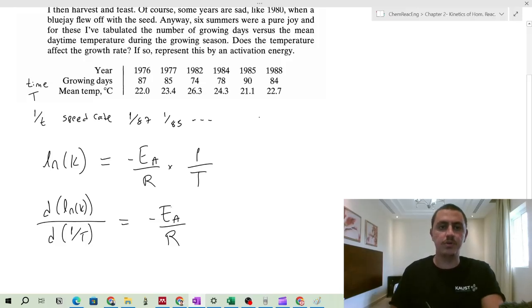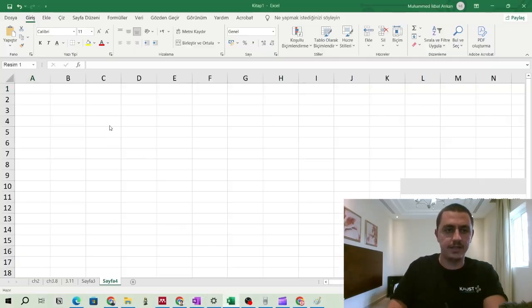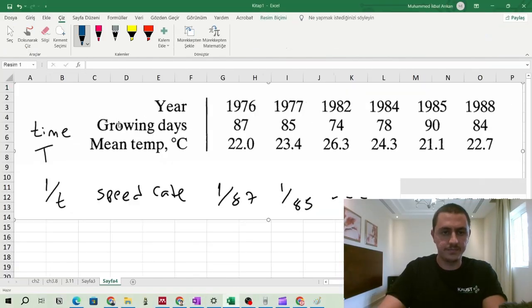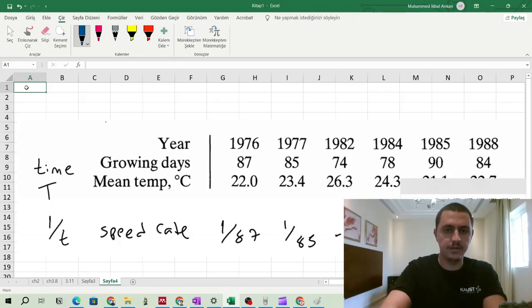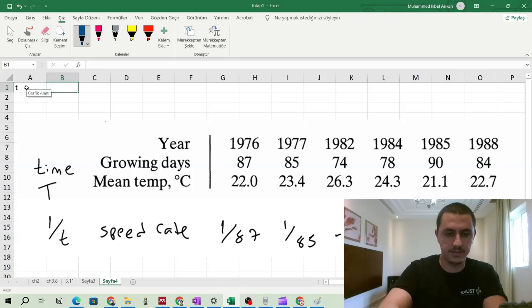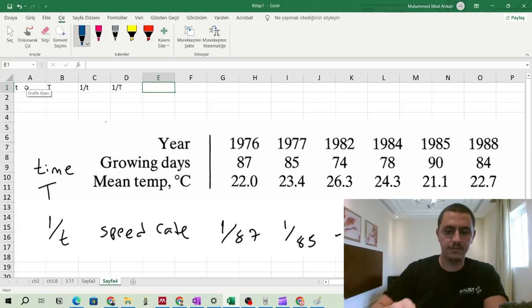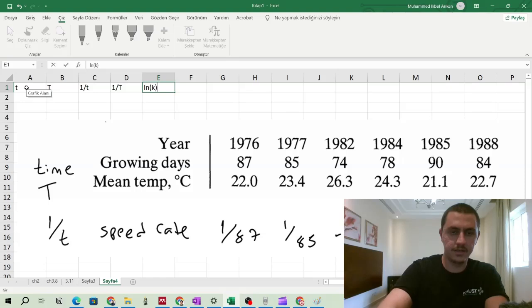So let's start plotting this data set into Excel and find what we need. Okay, here it's not important for us. We need speed, which is 1 over time, or we can plot a couple of things. Let's say T, capital T, 1 over t, which is speed. Then we have 1 over capital temperature also, and we have ln k, but we don't know k.